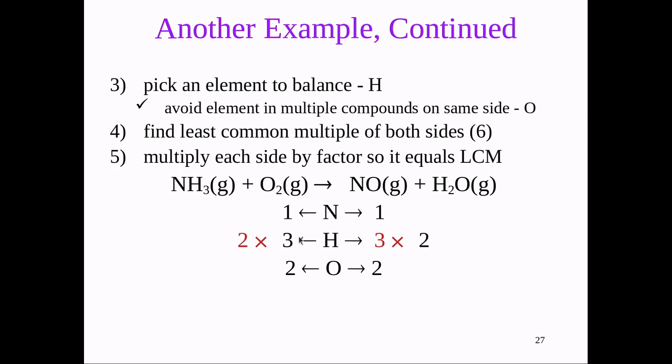So if we wanted to balance the hydrogen here, we had 3 and we had 2. So what you're going to want to do is multiply the 2 times... There's nothing that we can multiply 2 by to get 3. So we want to multiply 2 by 3 to get 6 and 3 by 2 to get 6 over here.